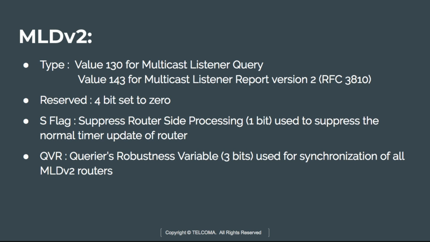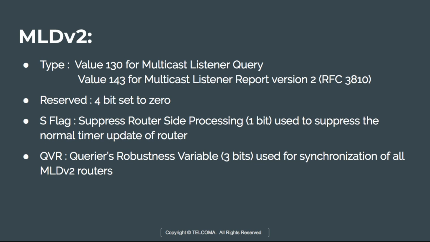Next is the S flag. Here the S flag is suppress router side processing, and it is of 1 bit. When S is equal to 1, or it is set, it suppresses the normal timer update at the receiving multicast router side upon hearing a query. So here what it will do is suppress the normal timer update of the router.